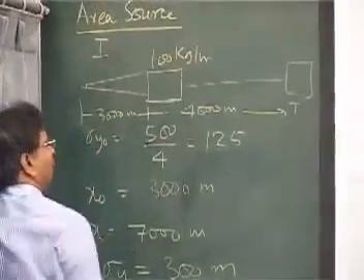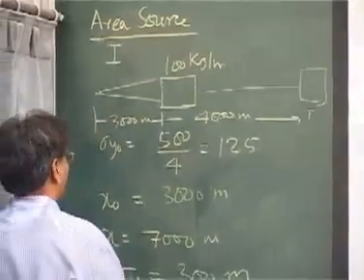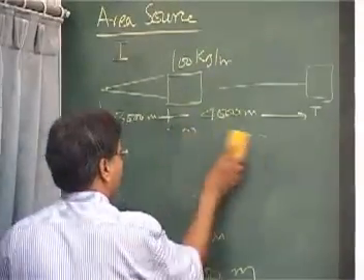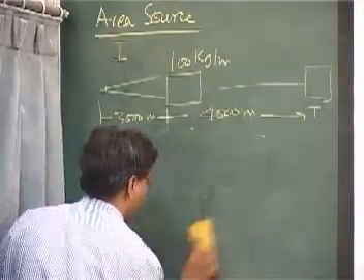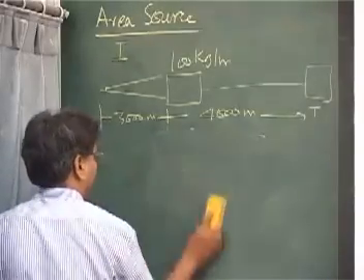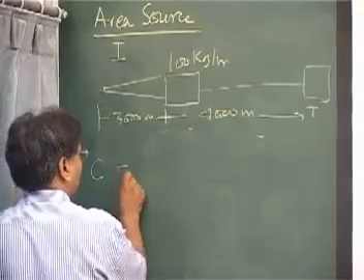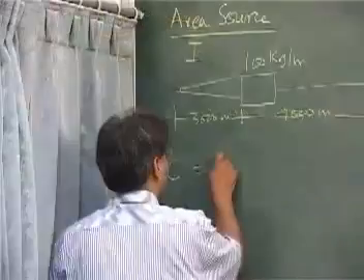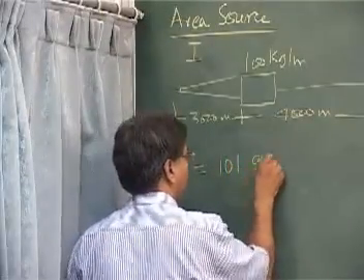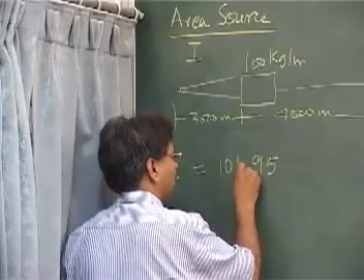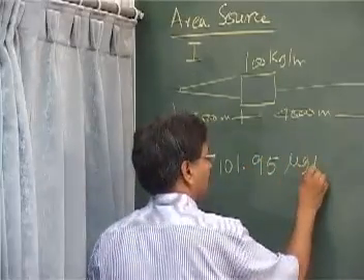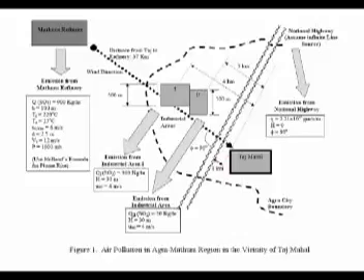That was area source 1. So I remove this. I'll take the number you gave me. Okay.